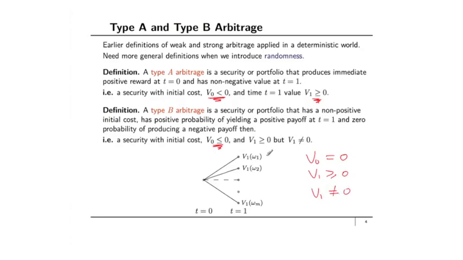Over here, you can think of this as being the different states of the lottery. Maybe there's one state where you win. Maybe this is a positive payoff for you, and all the other states are 0. So this is an example of a security which is greater than or equal to 0, but it's not strictly equal to 0 because of this positive payoff up here. Okay, so that's a type B arbitrage.